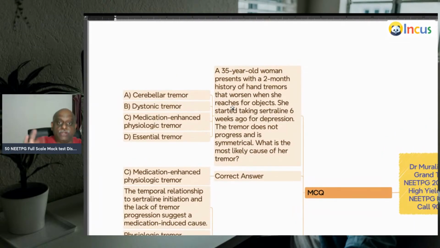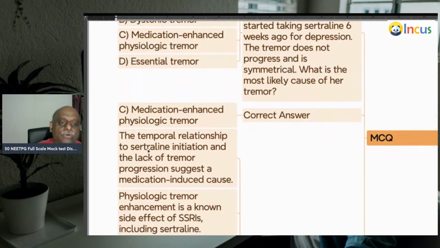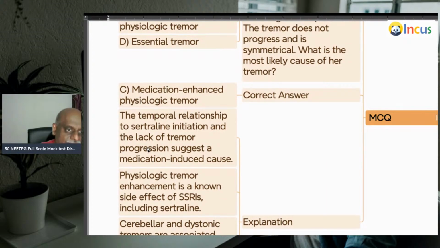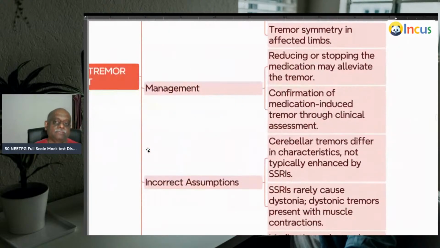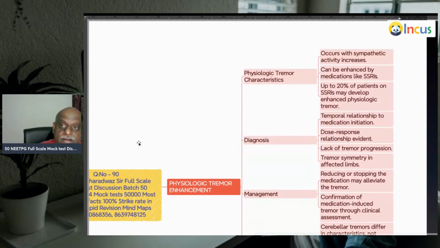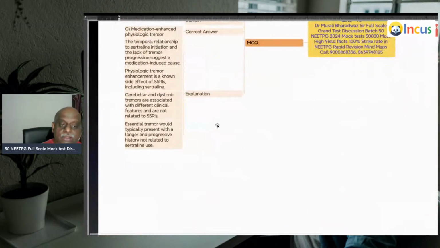A 35-year-old with a 2-month history of hand tremors that worsen when reaching for an object. Taking sertraline for depression, the tremor does not progress and is symmetrical. So the subtle onset and lack of tremor progression suggest a medication-induced cause. Right? So, physiological tremor: typically up to 20% of patients on SSRIs can develop an enhanced physiological tremor, is what you need to remember.